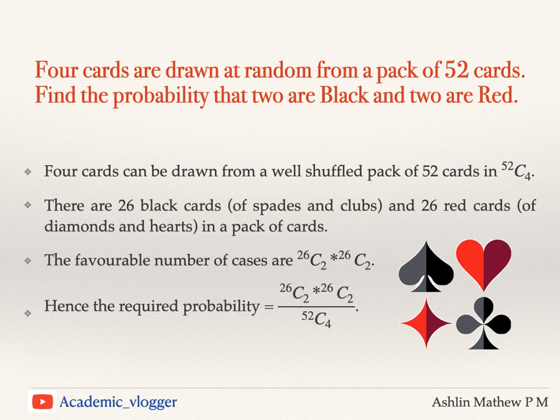Hence the required probability will be the number of favorable cases divided by the total number of cases, and that is 26C2 into 26C2 divided by 52C4.